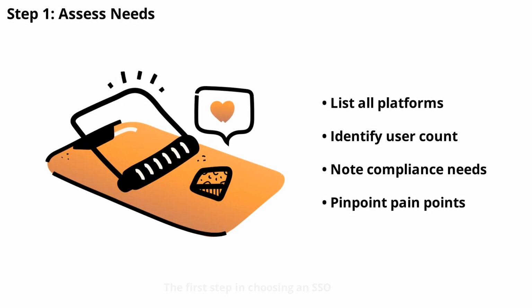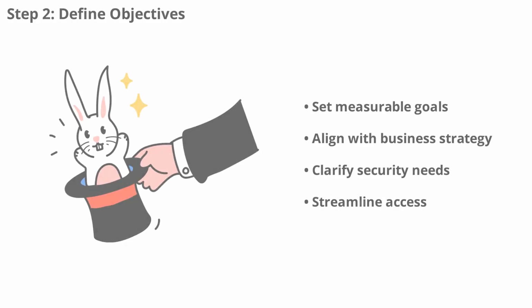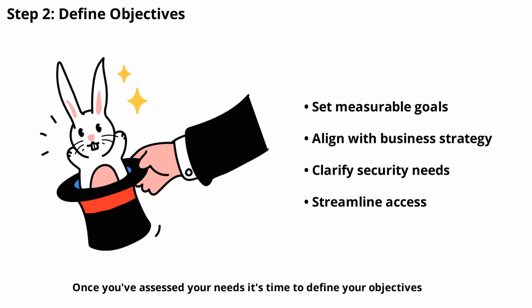The first step in choosing an SSO solution is to assess your marketing team's needs. Start by listing all the platforms and tools your team uses daily. Consider the number of users, the types of data handled, and any compliance requirements. Identify pain points, such as frequent password resets, or difficulties accessing certain applications. Understanding these needs will help you define clear objectives for your SSO implementation and ensure the solution aligns with your team's workflow.